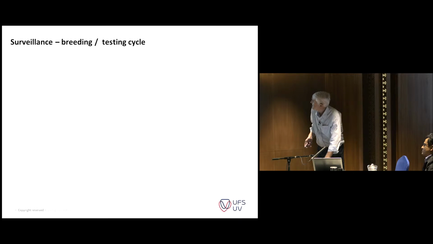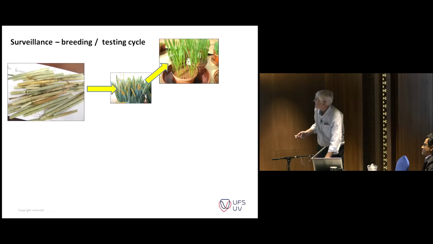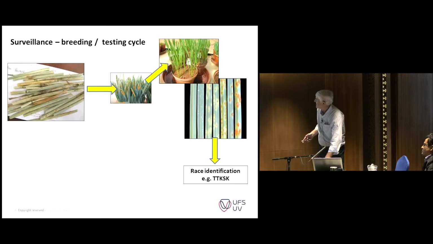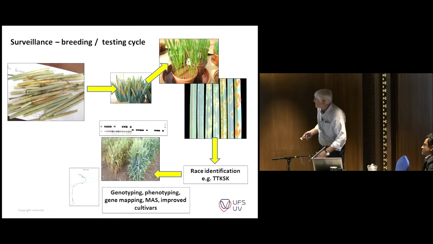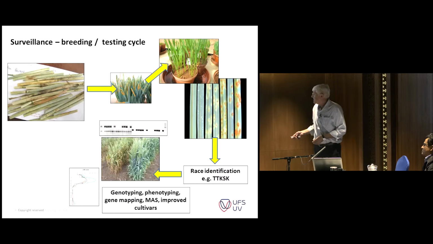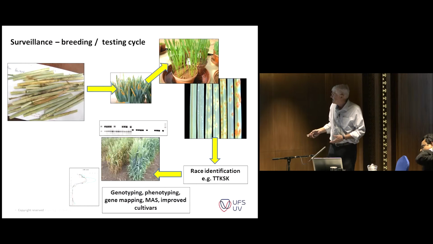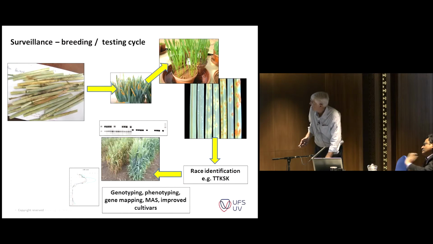This particular sequence of pictures you've seen many times, so I won't bore you with it. We get the survey samples. They are processed in the greenhouse. We determine the particular pathotype. We use those pathotypes in several types of experiments, whether it's genotyping, phenotyping, gene mapping, marker-assisted selection, eventually all resulting in improved varieties.